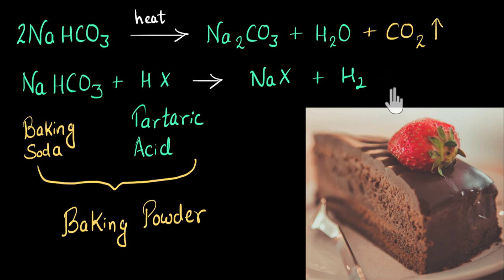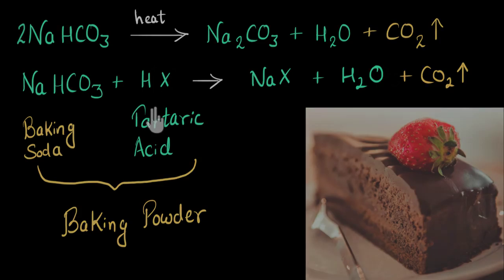H2O and carbon dioxide. Carbon dioxide gas will be evolved here. So in this case also, we are getting carbon dioxide gas, which will make the cake very soft and fluffy. But in this case, we are getting NaX, which is a salt, and this will not spoil the taste of our cake. And that's why this is a good combination to use to bake cakes or cookies.